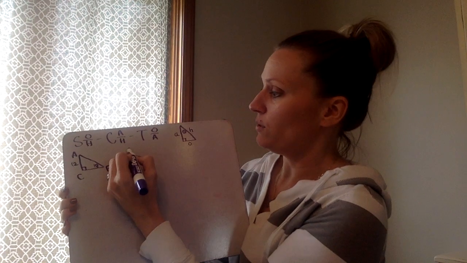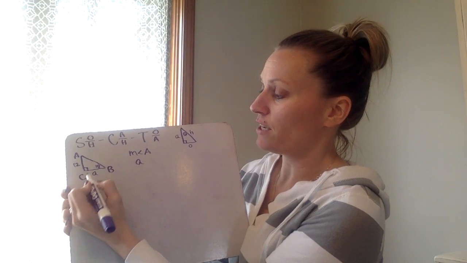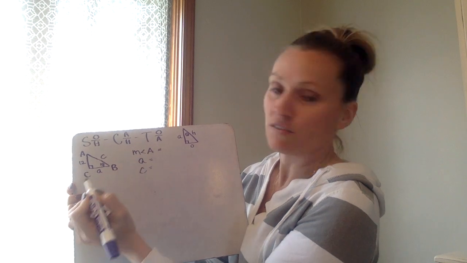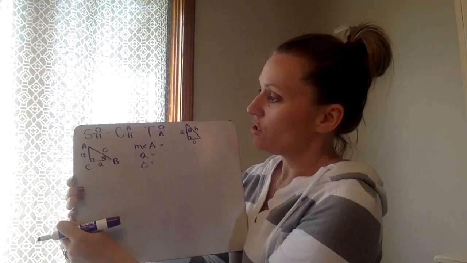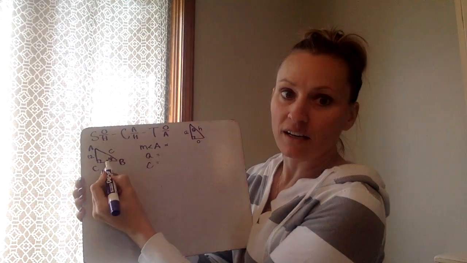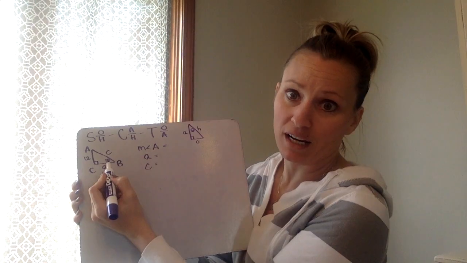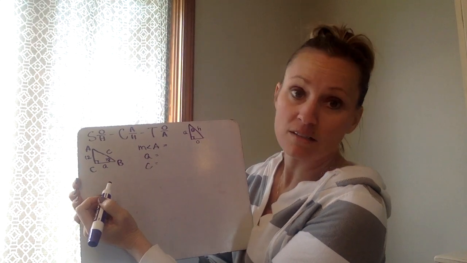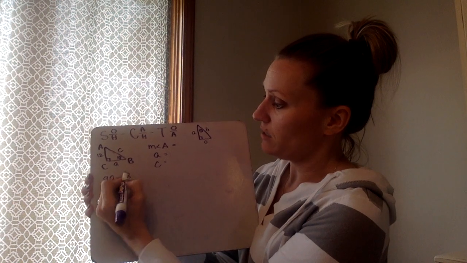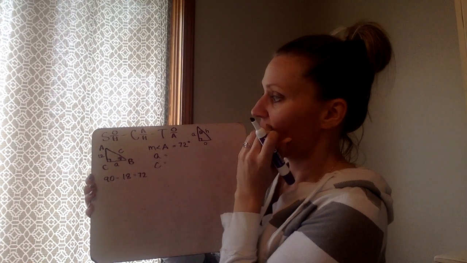That means that we would need to find the measure of angle A, the side length across from A and the side length across from C. Those are the three parts of the triangle that we have to find. I'm just going to start with the measure of angle A. Because I know two of these angles, I know this is a 90 and that's 18, I can just subtract that from 180, or I know that A and B are complementary because it's a 90-degree angle. So 90 minus 18 means the measure of angle A has to be 72 degrees.